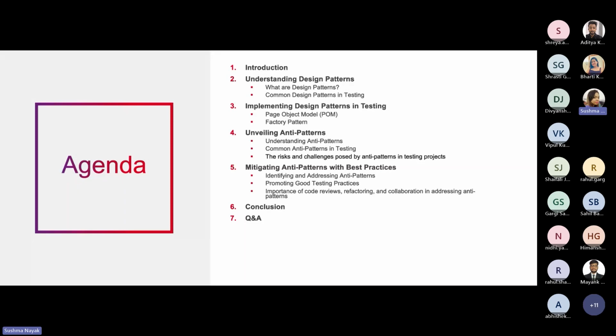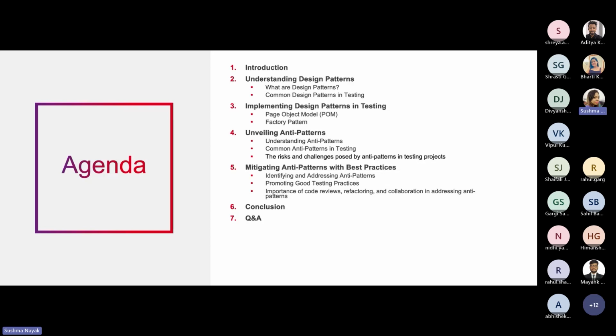The second one is understanding design patterns. Here we'll discuss what design patterns are and the common design patterns in testing, a few of the commonly used design patterns in the market which are used while designing a framework, irrespective of any tools, technologies or languages. We'll be discussing more about that.